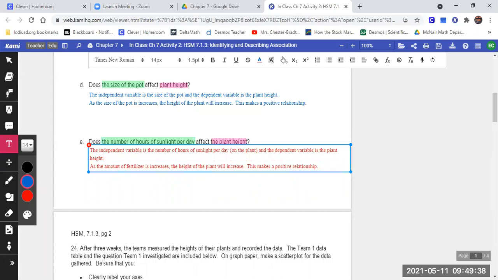Because obviously, we do not have control of the number of sunlight hours in a day, right? They're talking about sunlight hours per day on the plant. But they didn't say on the plant. They figured you would understand. So if we increase the amount of sun the plant has, will that make the plant grow bigger or stay the same?